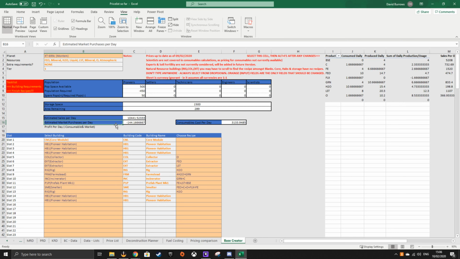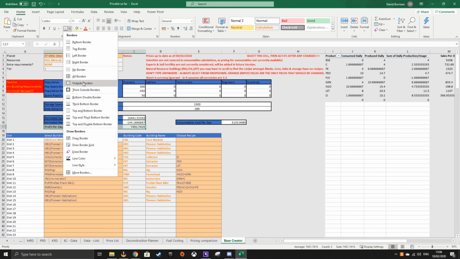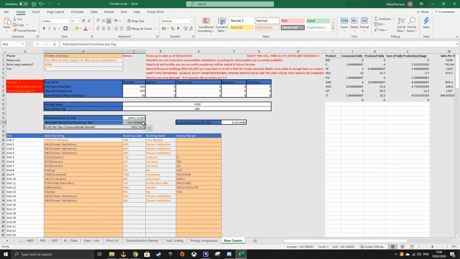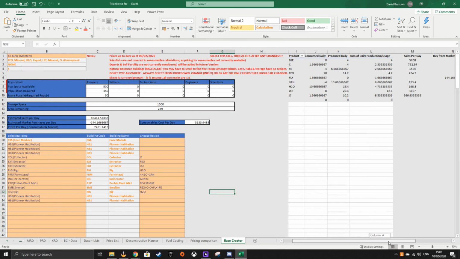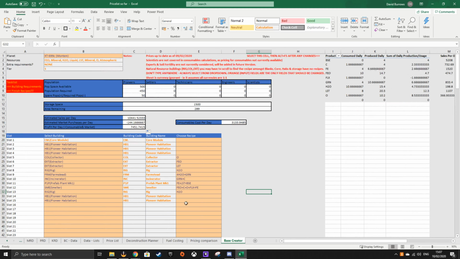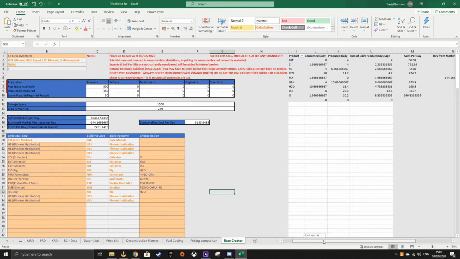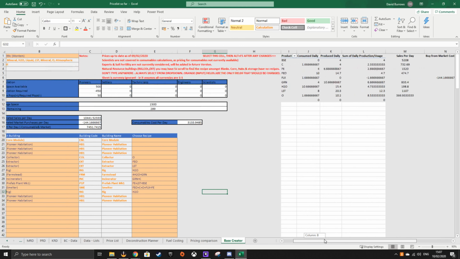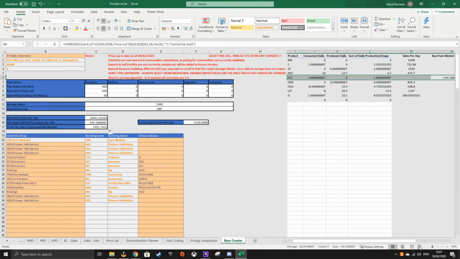And that is going to be the sales per day minus the market purchases, minus the consumables. So there we have net. In fact, actually, I'll just copy that down and do formatting only. There we go. Okay, so there we have the profit per day of this base. Now, obviously, the more things that you produce yourself, the better it's going to be, but this is a nice solid base that only requires the purchase of flux to keep it running.